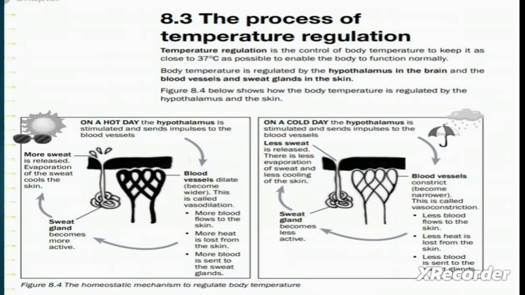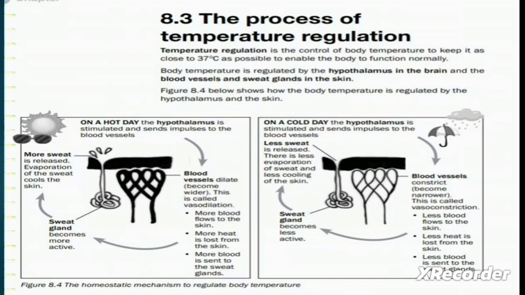So if they say describe what happens on a cold day, you're going to say that the hypothalamus is stimulated and sends the impulses to the blood vessels. The blood vessels constrict or become narrower. This is called vasoconstriction. Please know these terminologies: vasodilation and vasoconstriction.